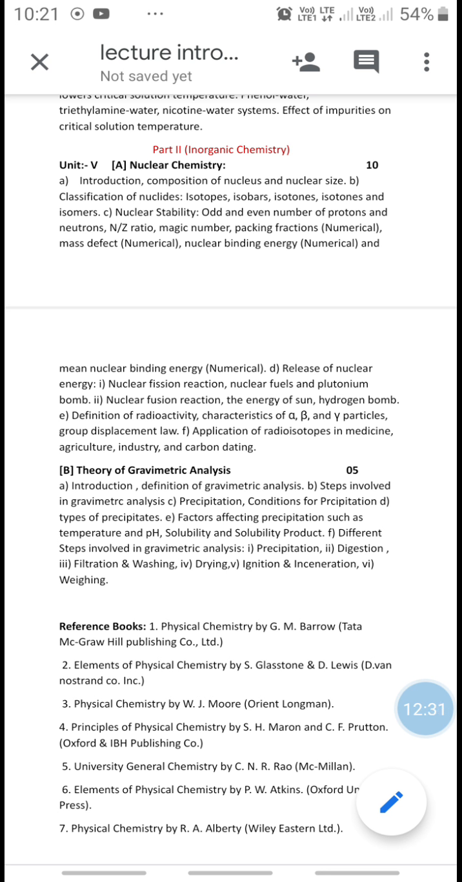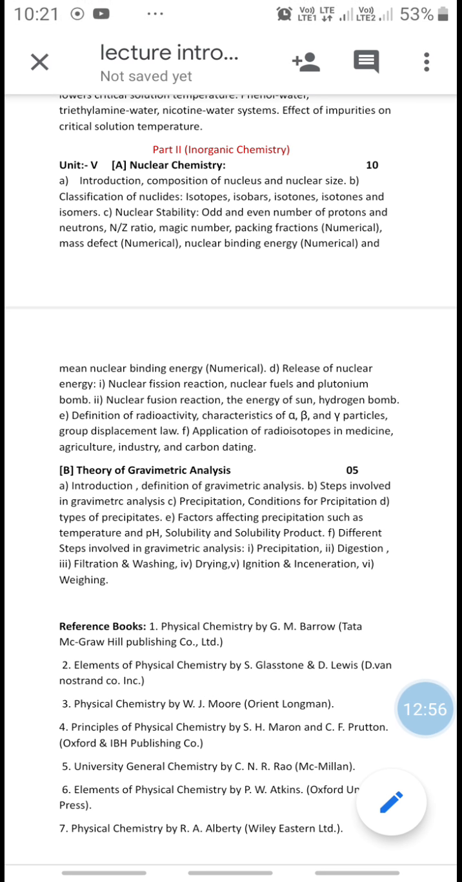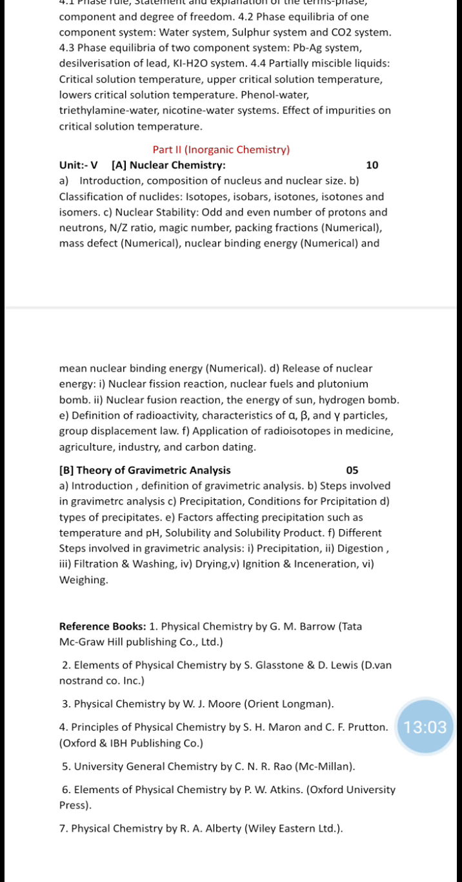for those students who want to work in the field of nuclear chemistry or nuclear physics. Those who want to become a nuclear scientist, they must go thoroughly through this topic. So this topic constitutes introduction.